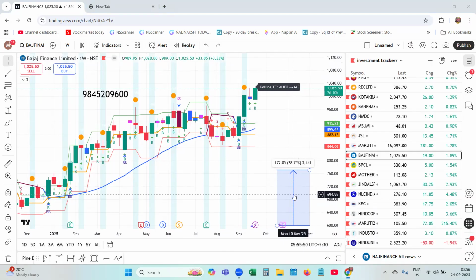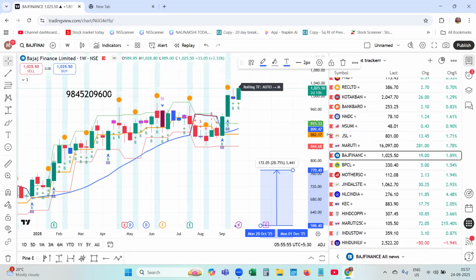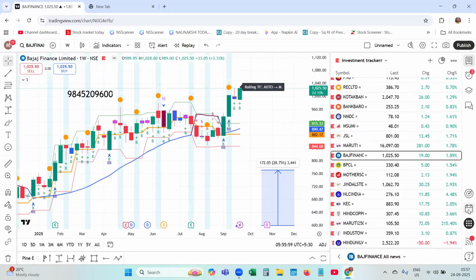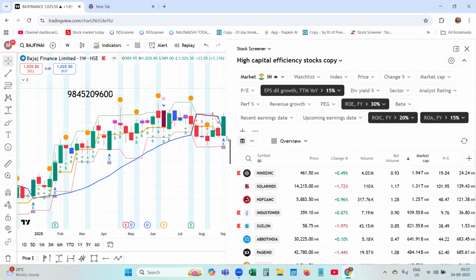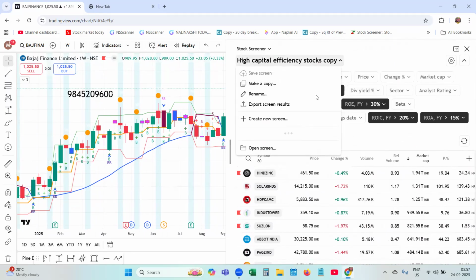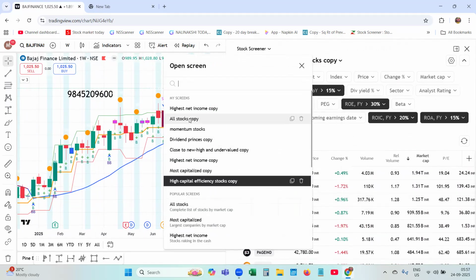It's wonderful, I can say. See, you need not create any screener or anything. Let me show you how inbuilt screeners are present over here. I'm clicking on this screener, this circle button. Click on this. Let me bring this here. If you drop down and open the screen, there are inbuilt screeners over here.